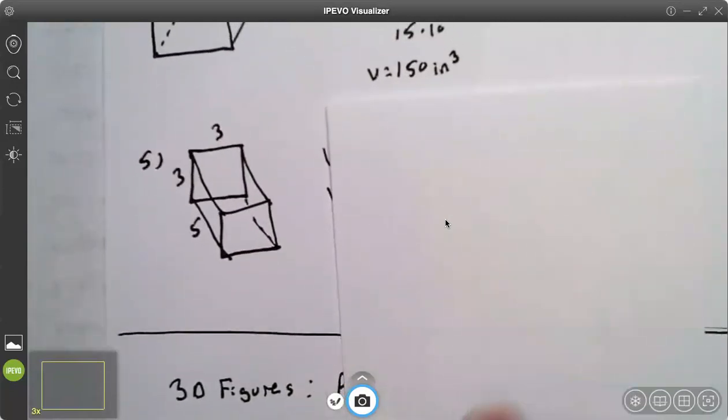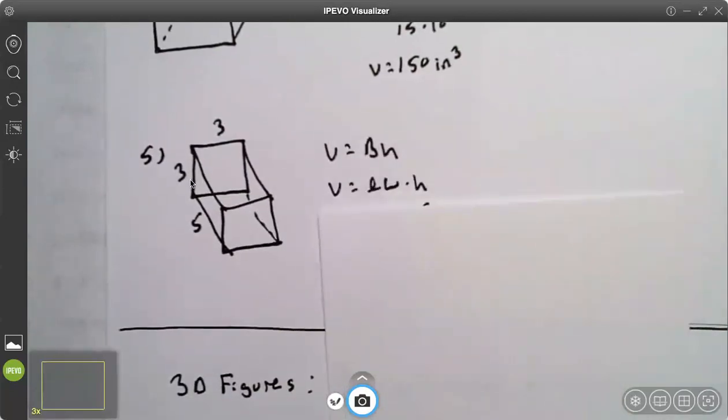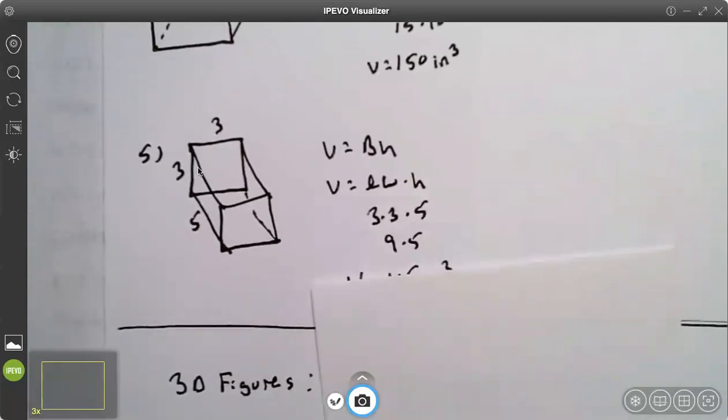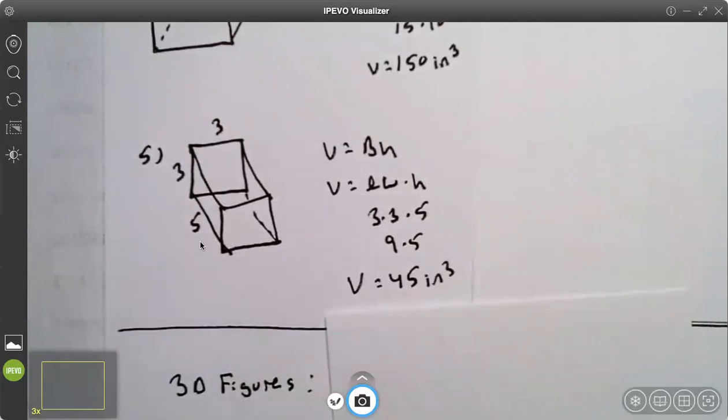Number 5 has a square base, which is a type of rectangle. So the first thing we would do is find the area of our base, 3 times 3, which is 9. And then we take the area of the base, 9, and multiply it by the third dimension, the height or depth of the prism, which is the distance between the two square bases. In this case, it's 5. 9 times 5 is 45. Your answer is 45 cubic inches.